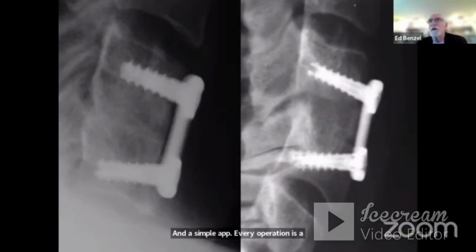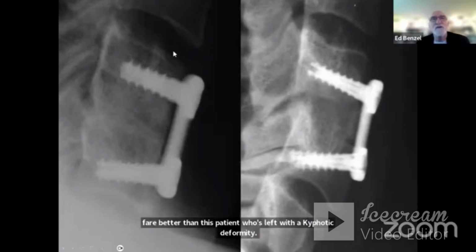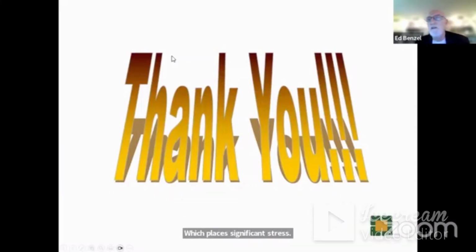A simple rule: every operation is a deformity operation. You can either treat a deformity, prevent a deformity, or cause a deformity. And these two patients had an ACDF operation with an instrumented fusion. I can almost guarantee you that this patient whose focal alignment was left in a relatively normal lordotic posture will fare better than this patient who was left with a kyphotic deformity, which places significant stressors on adjacent segments. Thank you very much.